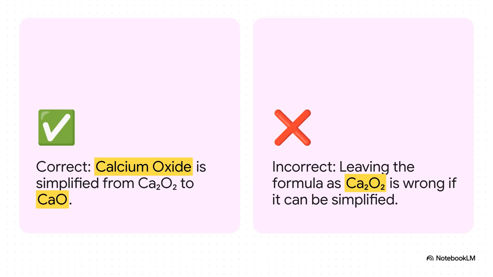Now, a very important rule to remember is simplification. For calcium oxide, the valencies for both are 2. So after we crisscross, we get Ca2O2. But we must simplify this to the simplest ratio, which is CaO.